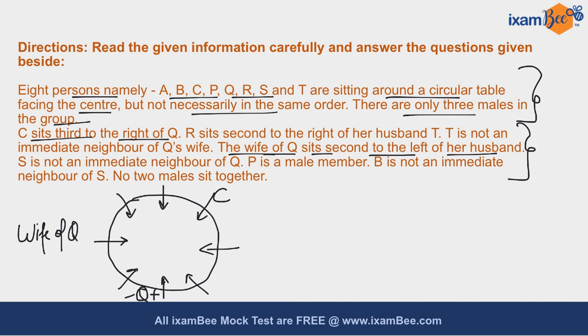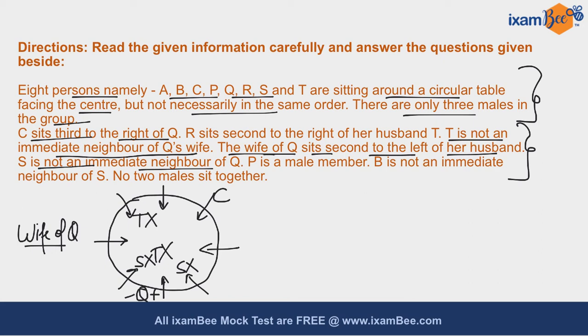So basis on these two directions, we can have the following diagram, wherein I have placed Q over here, which is a male member, and you know that C sits third to the right of Q, and this is the position of wife of Q. Now it is given to you that S is not an immediate neighbor of Q. So you can't place S over here and S over here. Also, T is not an immediate neighbor of Q's wife. So you can't place T over here and T over here.